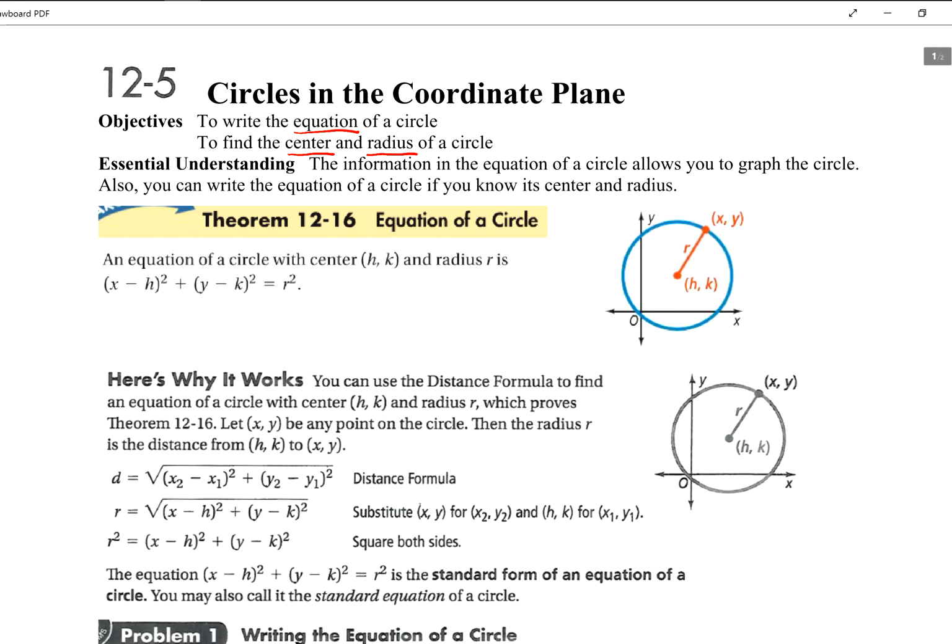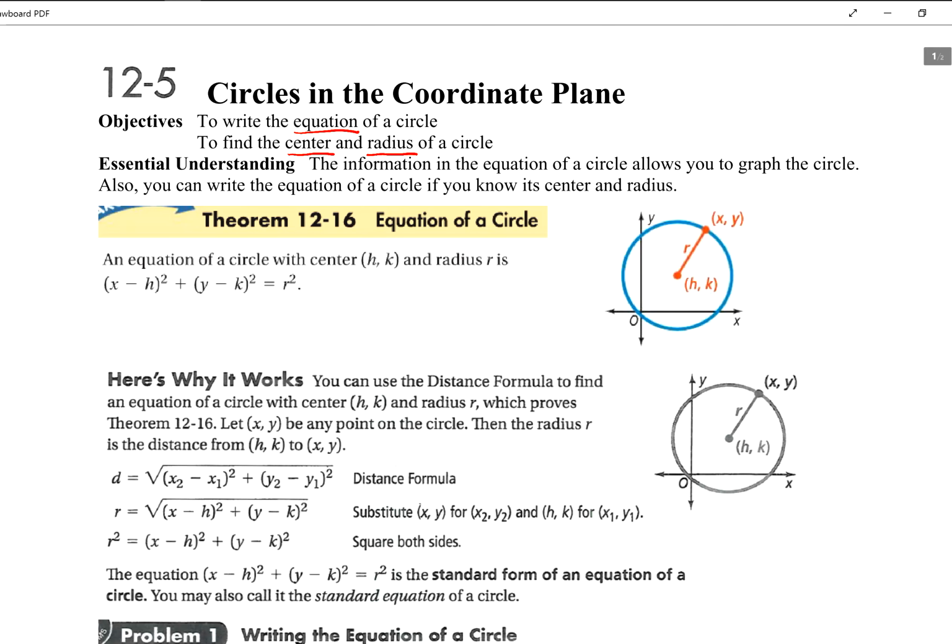12.5, circles in the coordinate plane. This is kind of a short one, kind of an easy one, a nice way to end chapter 12 here. We are going to write the equation of a circle and find the center and radius of a circle.